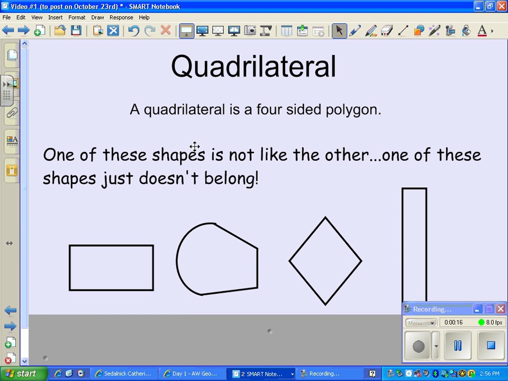Now quadrilateral doesn't just have four sides, there are very specific types of sides. So look at these four shapes and tell me, which one does not belong? Now hopefully you're saying this second picture doesn't belong and you'd be correct. So all quadrilaterals have to have four straight sides, and if you can see that that shape has a rounded edge and it doesn't count. So it is not a quadrilateral.